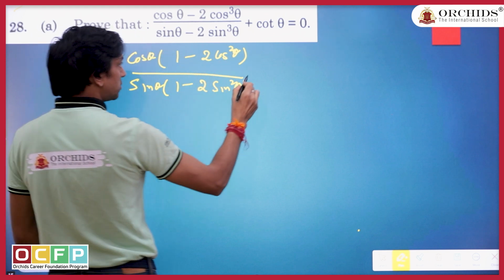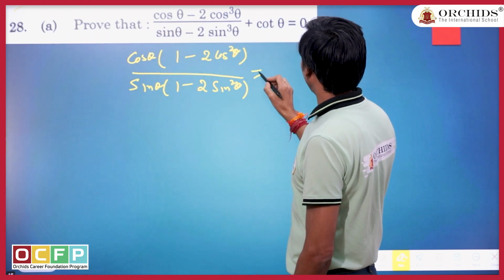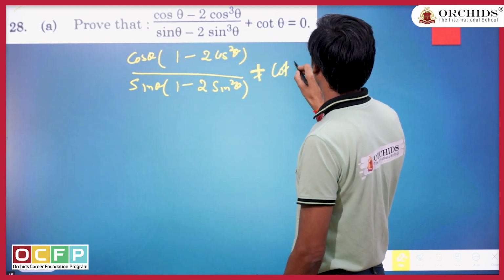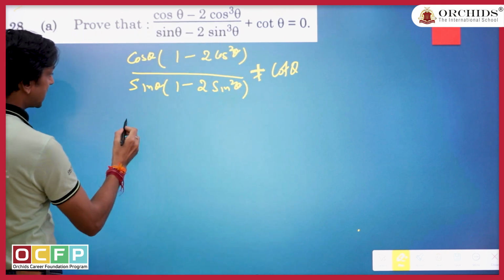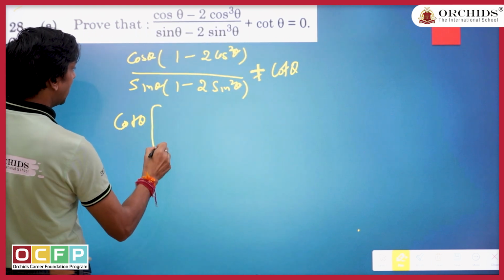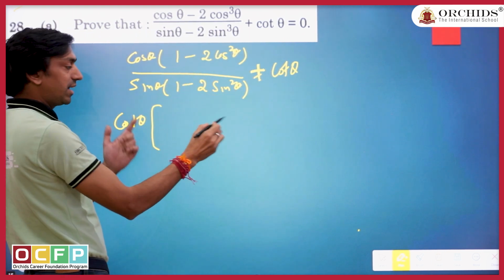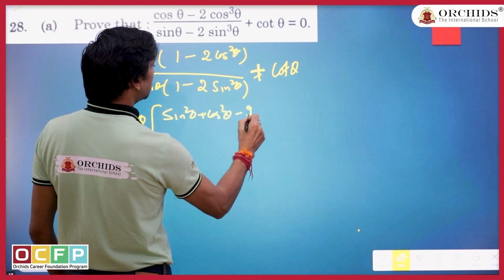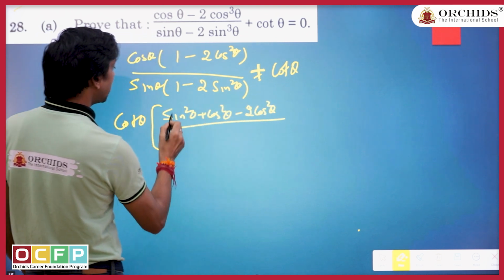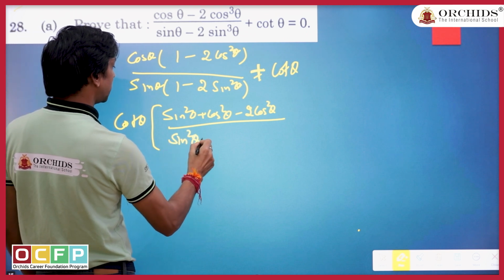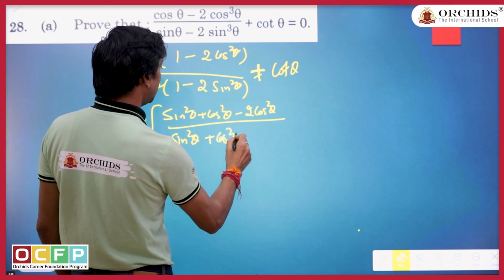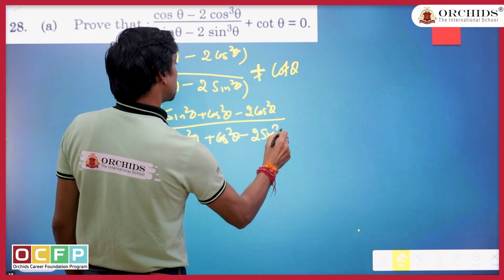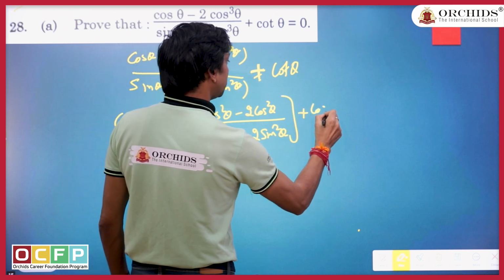Now let's explore this value. Cos over sin plus cot theta is also there. So I'll keep it as it is, plus cos theta. Cos by sin gives me what? Cot theta. And inside I can expand 1 as sin square theta plus cos square theta, minus 2 cos square theta. The same thing I'll do in the denominator also, 1 as sin square theta plus cos square theta, minus 2 sin square theta, and plus cos theta will be as it is.